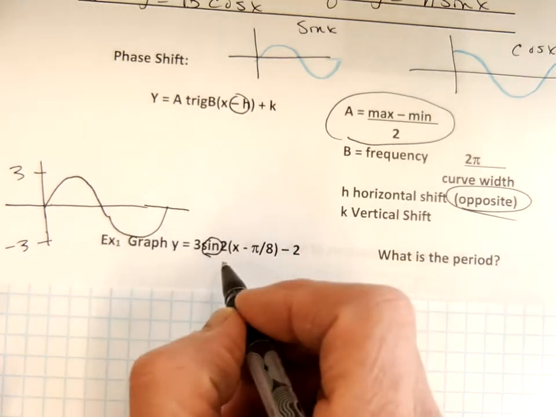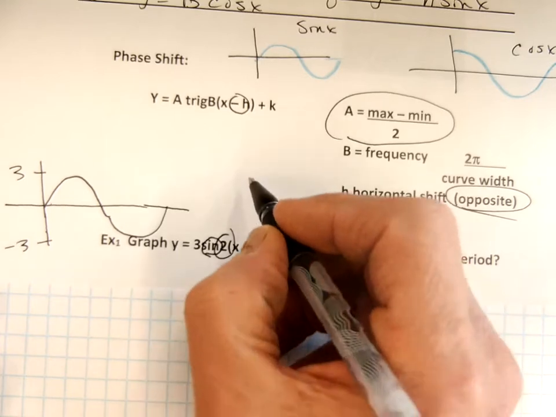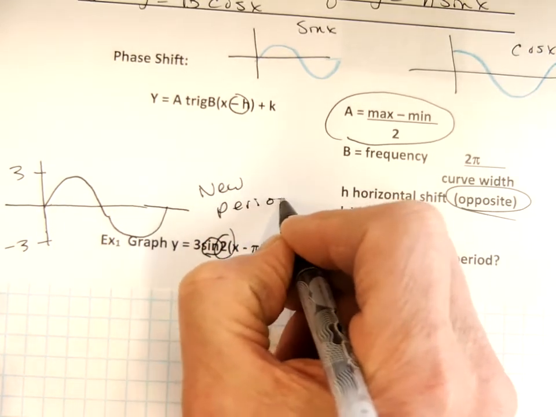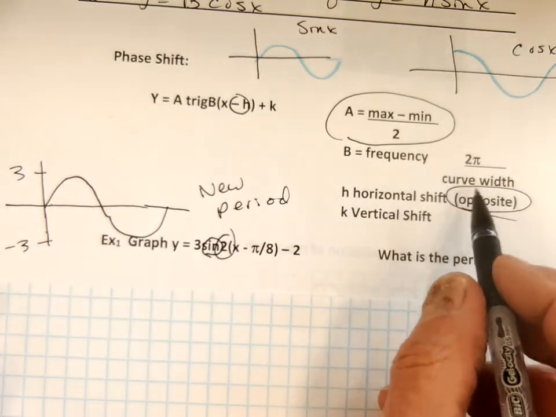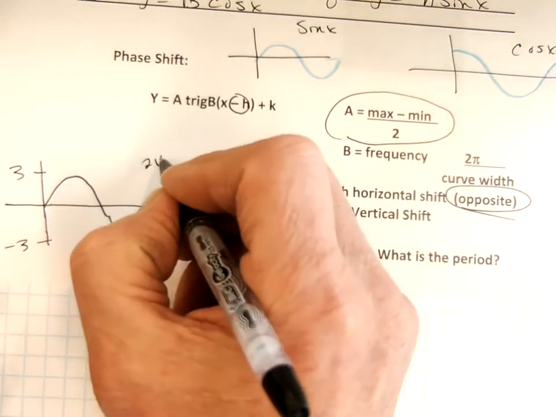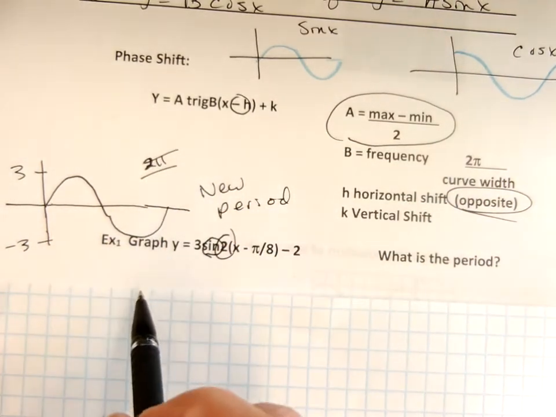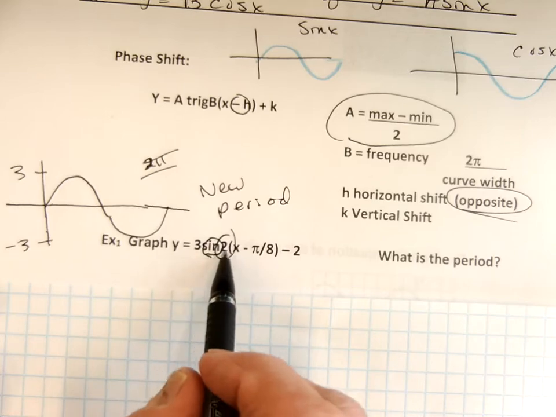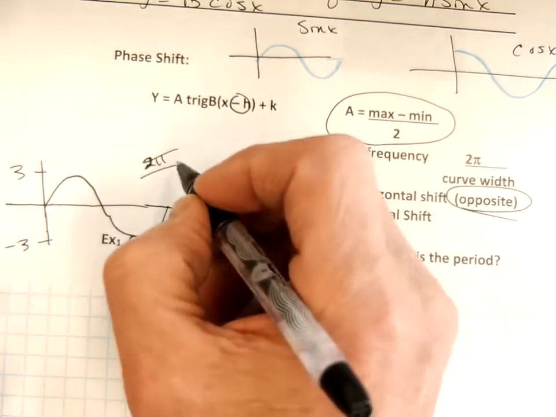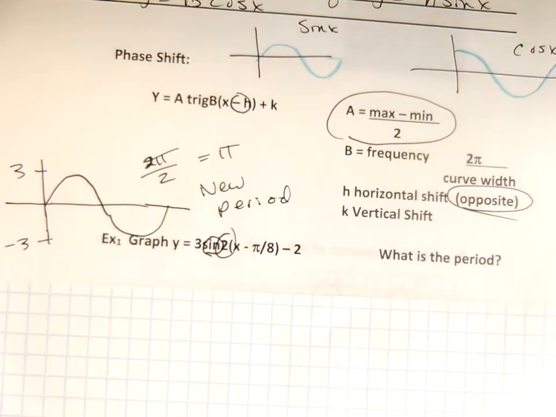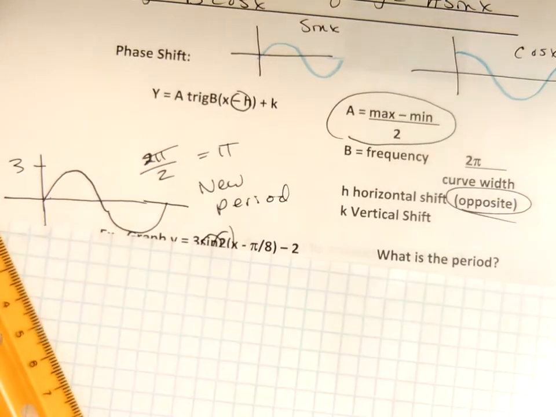And to graph, I need 2 curves, so I need to look at the new, what I call the new period. So the new period is going to be 2 pi, I'm sorry, the frequency, 2 pi divided by this number here, okay? So divided by 2. All right, so I'm going to start putting that on my paper a little bit more neatly so it looks better. And I'll move it at the end.